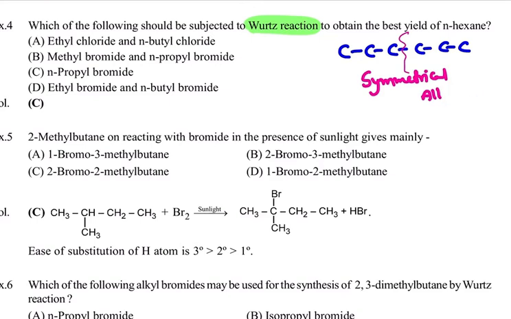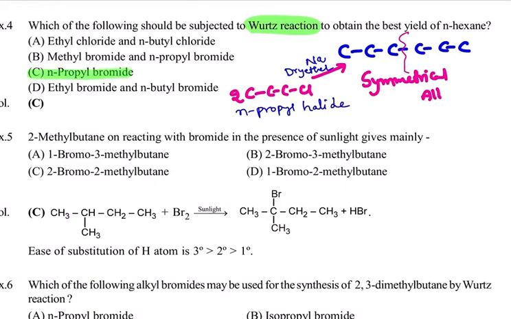If you break it into equal parts and put one halogen on each part, we get that alkane from n-propyl halide. When n-propyl halide undergoes Wurtz reaction in the presence of sodium metal and dry ether, you get n-hexane. So what is the answer here? You can take option C, n-propyl bromide. Option C is the right answer.